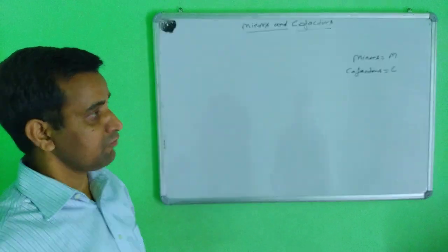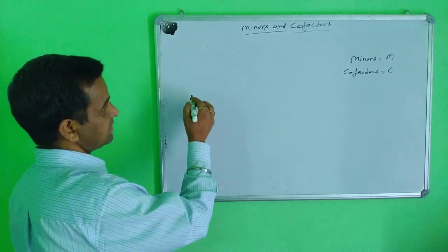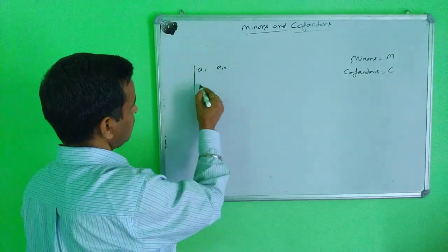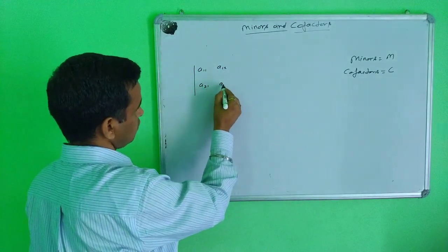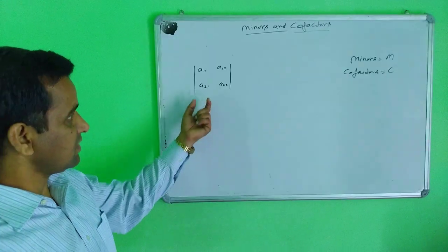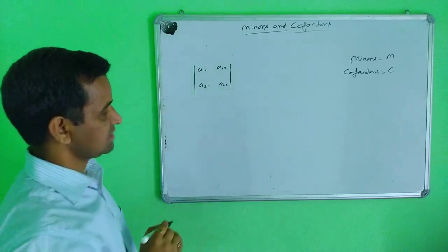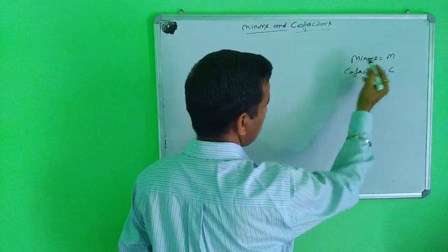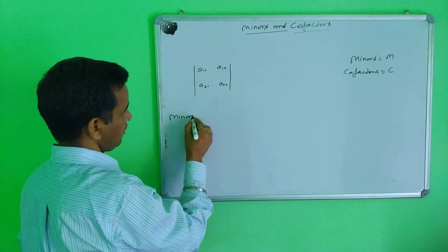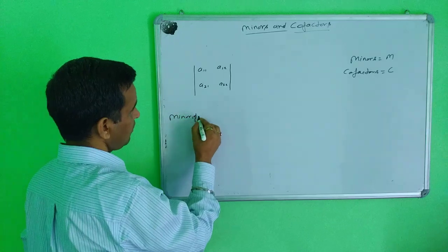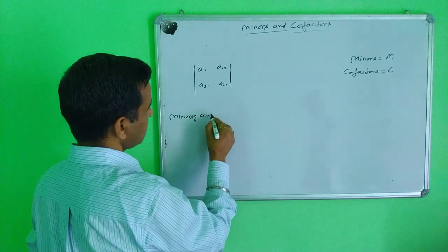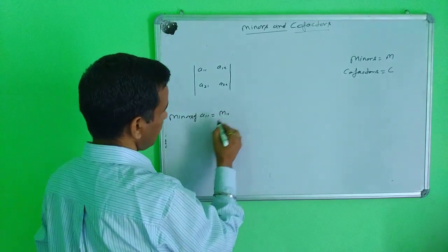What is a minor? First find the minors of a 2 by 2 order determinant. Suppose this is A11, A12, A21, A22. This is a determinant of 2 by 2 order. First, how to find the minors. The minor of A11 is represented by capital M11.